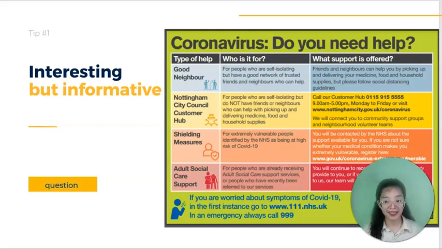So, second, the title can also be a question, just like this leaflet produced by the Nottingham City Council. Coronavirus, do you need help? Basically, it is specifically targeting individuals who are worried that they might have caught COVID-19.